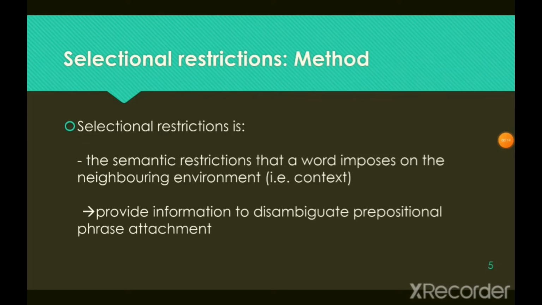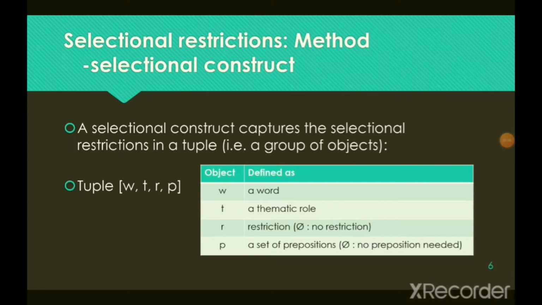Selectional restrictions are the restrictions that a word imposes on the surrounding words in the same context as the word. So it provides information to disambiguate the prepositional phrase attachment. To capture the selectional restrictions, we can use a selectional construct, and it is in the form of a tuple. The elements of a tuple are a word, a semantic role, the restriction, and a set of prepositions.